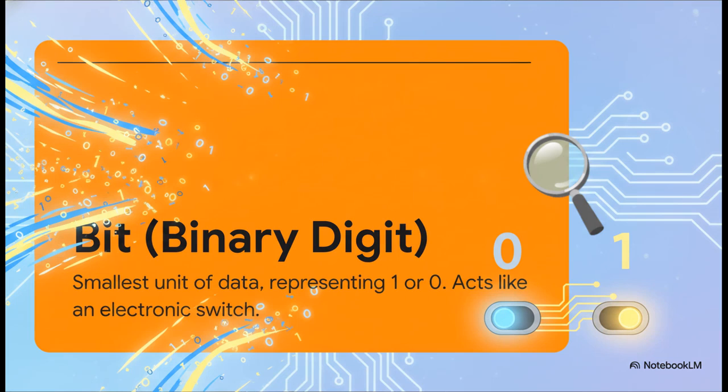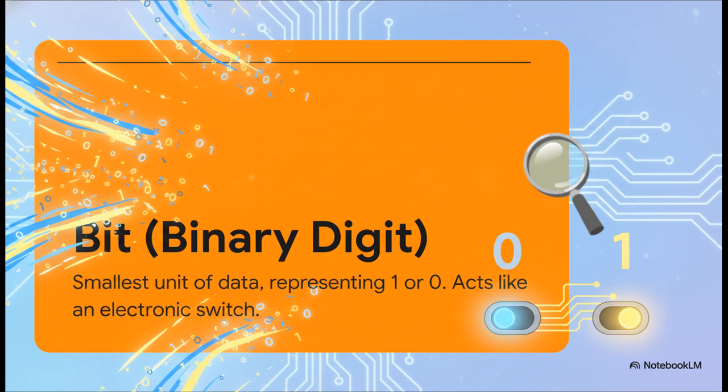You see, everything your computer does fundamentally boils down to one incredibly simple physical concept. It represents everything as numbers using only zeros and ones. This is the binary number system. The absolute smallest unit of this data is called a bit, which is just short for binary digit.